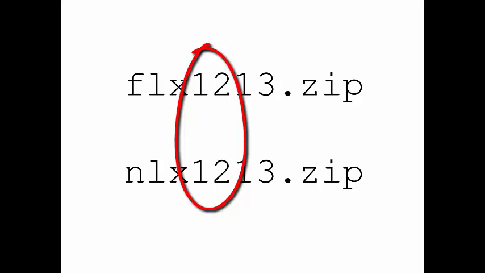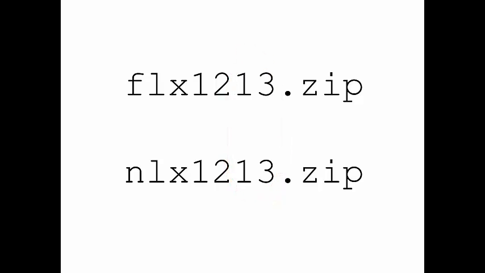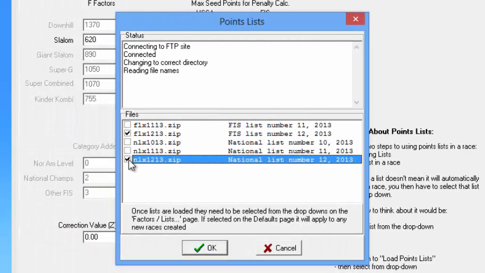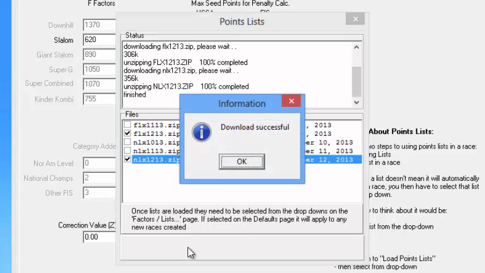The 12 in the file names represents the list number, and the 13 indicates the competition year. In short, these two zip files contain FIS List 12 and USSA List 12 for 2013, respectively. Once you've selected the files you wish to download, click OK. Click OK again when the files have been downloaded successfully.